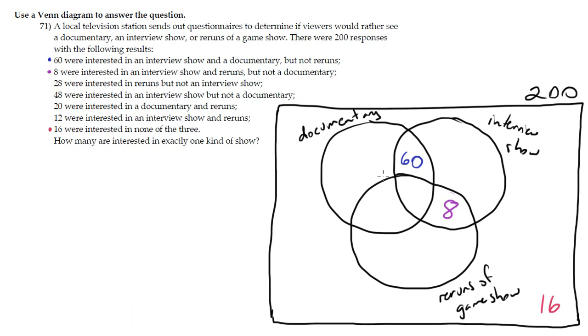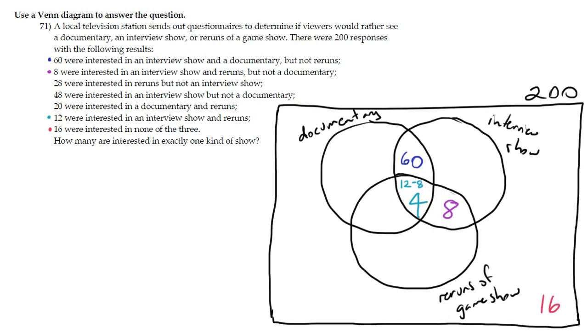How about this? Since we have more information in an interview show than anything else, let's see if we can get anything from there. We have 12 people were interested in an interview show and reruns. But I've got 8 in there already. So 12 minus those 8, 4 people. 4 people were interested in all 3 of these things.